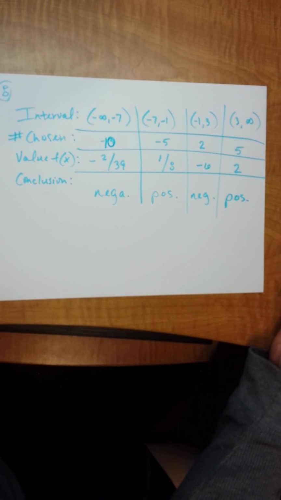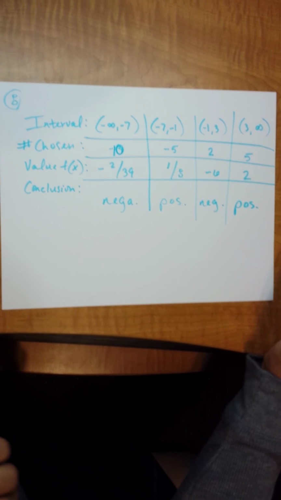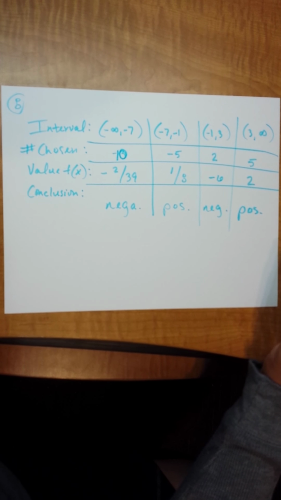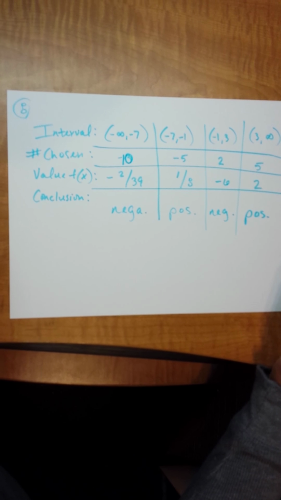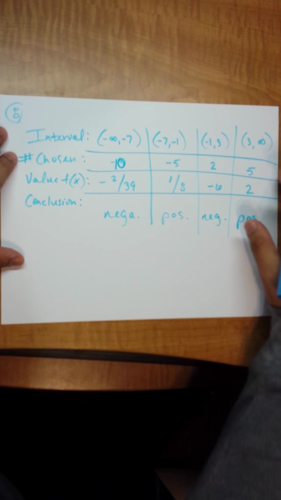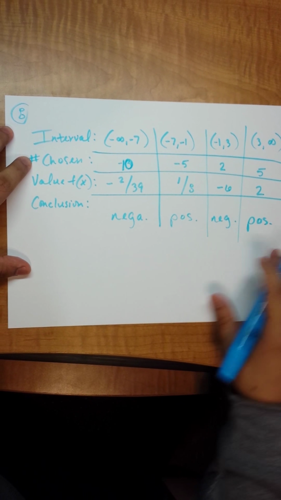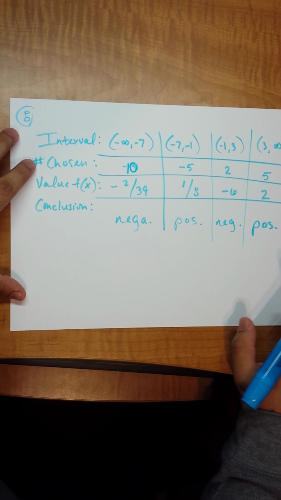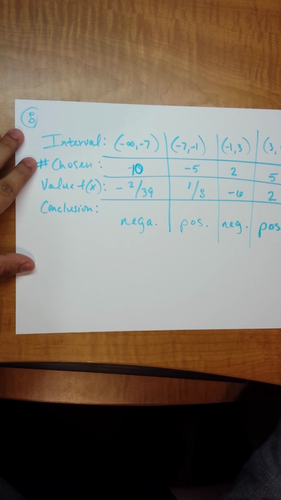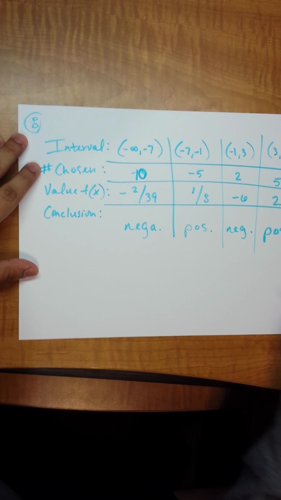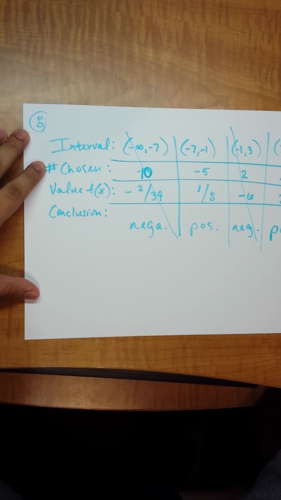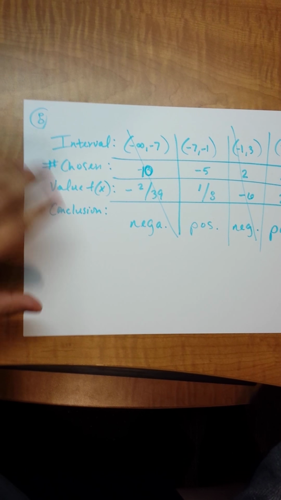After this, you choose a number in each interval and evaluate f of x equals 2x plus 14 over x minus 3 and x plus 1 to determine if f of x is positive or negative. I've already chosen the numbers here and broken it down to where I already know which one's positive and negative. If you recall, the original inequality is f of x is greater than 0. So these are negative, so you cross those out. Only negative 7 to negative 1, and 3 to infinity are positive.